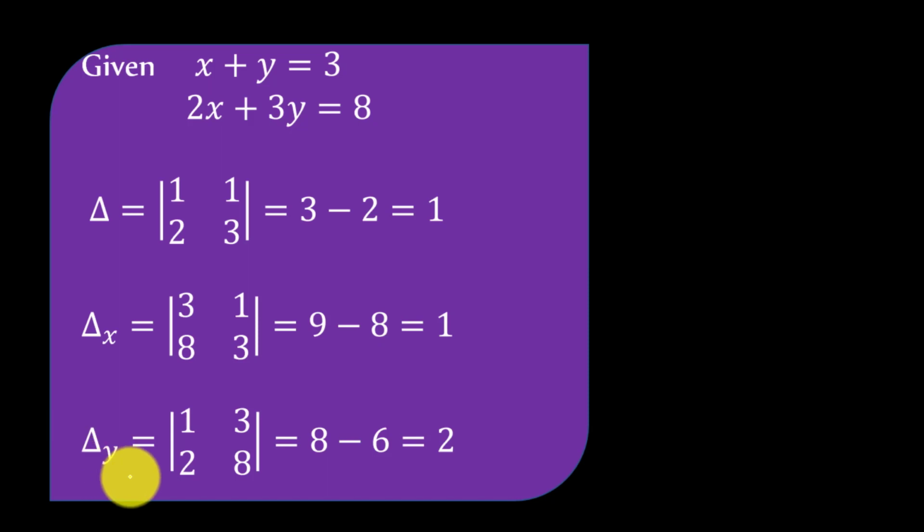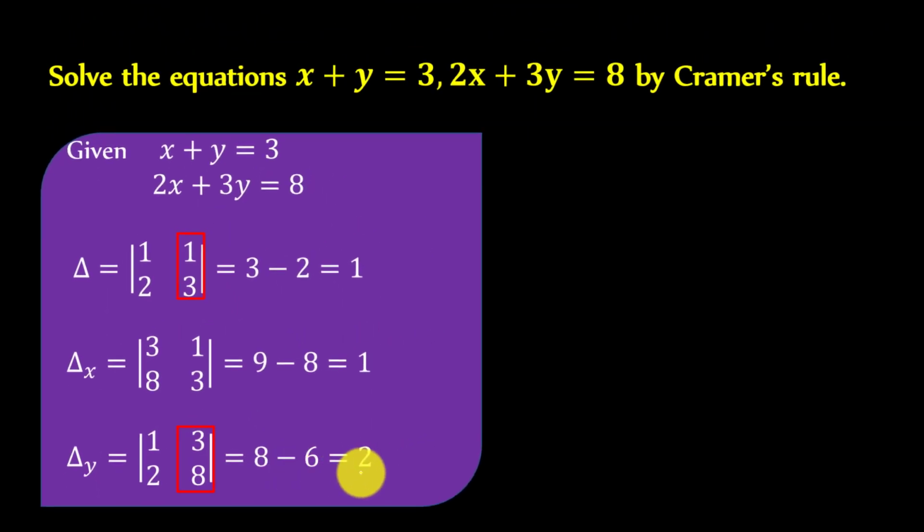Now the next important thing is that we have to find delta y. How to find delta y? In delta, replace the y coefficients 1 and 3 by the right hand side values 3 and 8, but the first column remains the same. That is a very important thing: replace the y coefficients by the right hand side values. Now expand this and you will get 2.